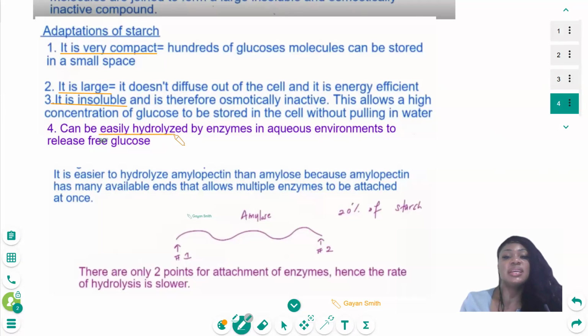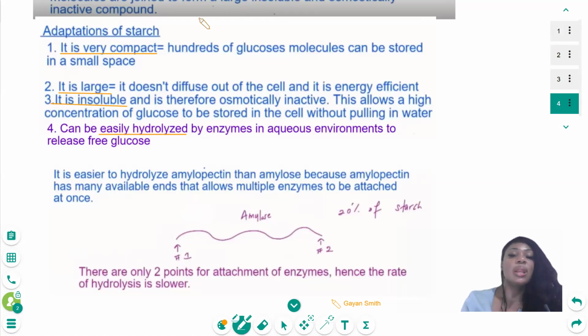It also can be easily hydrolyzed, or easily broken down, when you need the free glucose. And what we find is that it's much easier to break down the amylopectin than it is to break down the amylose, right? Because amylose is a straight molecule, so it only has two areas where enzymes can attach, which is either at the beginning or at the end. So amylose doesn't really have a lot of attachment points for enzymes, but luckily it only makes up 20% of starch.